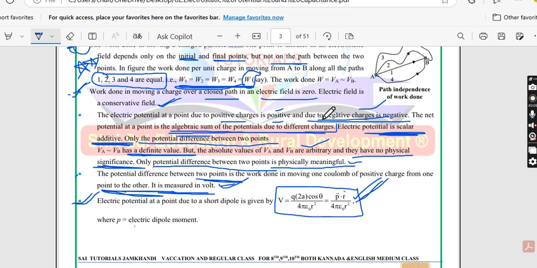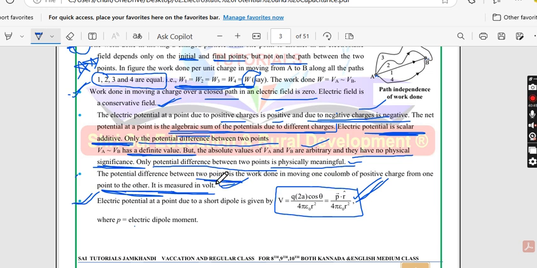The electric potential at a point due to positive charges is positive and due to negative charges is negative. The net potential at a point is an algebraic sum of the potentials, since it is scalar additive, and only the potential difference between the 2 points has a definite value. Here VA and VB are arbitrary and have no physical significance. It becomes physically meaningful only when the difference between those 2 points is taken, as a potential difference.